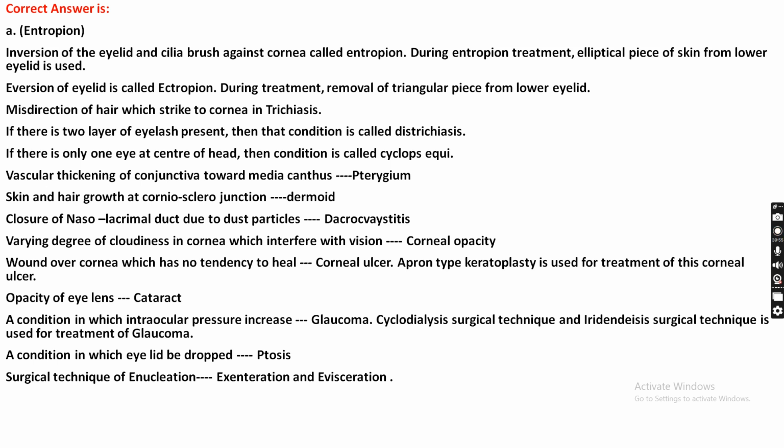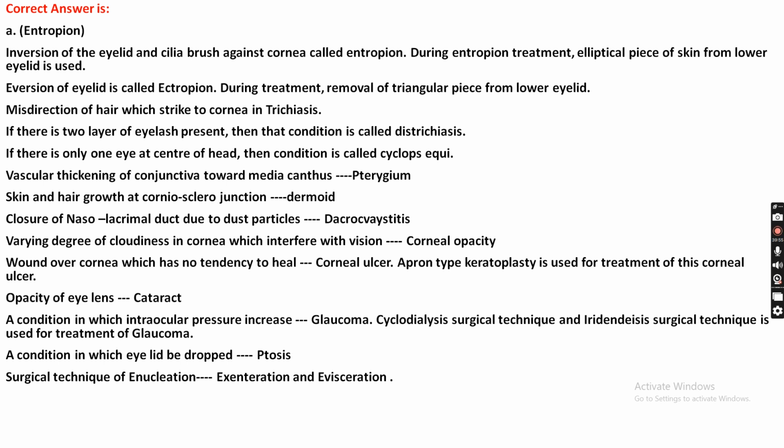Similarly, eversion of the eyelid is known as ectropion, and for its treatment we have to remove a triangular piece from the lower eyelid. Misdirection of the hair which is directed toward the cornea is known as trichiasis. If there are two layers of eyelashes, that condition is known as dystrichiasis.